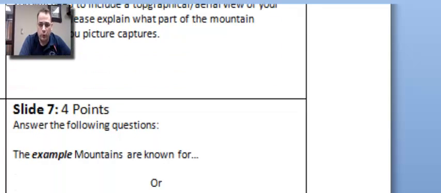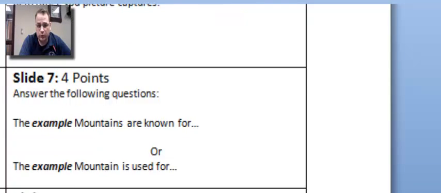Slide number 7. This is going to be 4 points. Answer the following question. You don't need to do both of them. Do either or. So an example of mountain, the Rocky Mountains are known for blank. Another one might be the Alps. Can't use this one if you're doing the project, but the Alps are known for hosting a number of Winter Olympics, included in Austria, Italy, France, Switzerland. That would also be one of these examples that you could use. 4 points should be a fairly simple one.